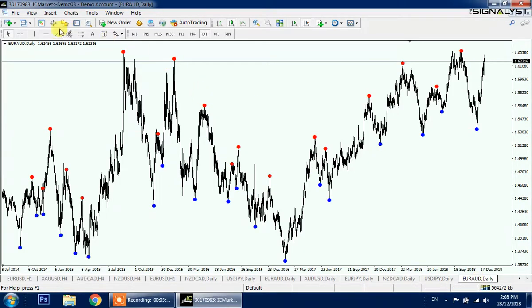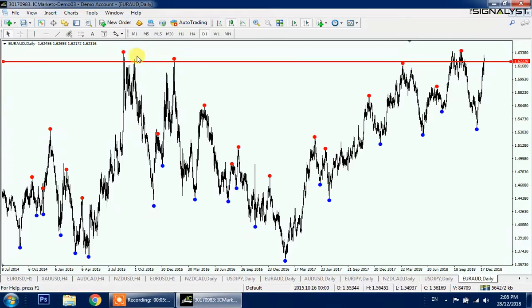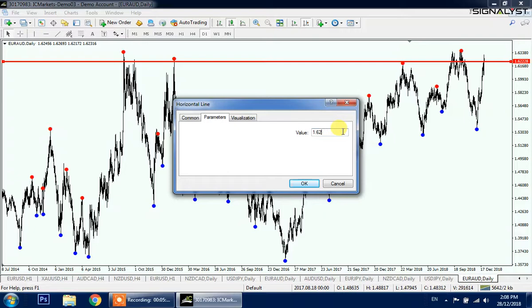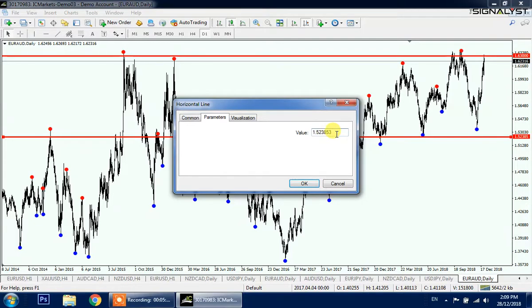Let's take a look at Euro AUD. We start by drawing a random line. Here we can connect 1, 2, 3 touches, and we optimize it to be a round number. Let's say 1.63. Let's move on. Here we can connect only one dot as well. Here we can connect 1, 2, 3 touches. So let's optimize it to be a round number.